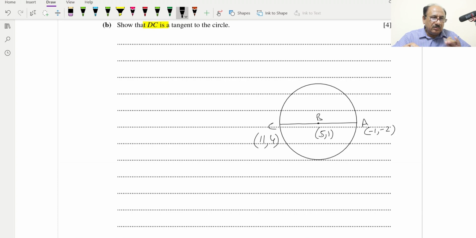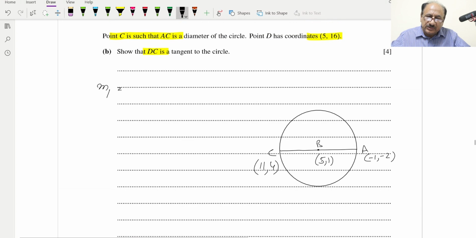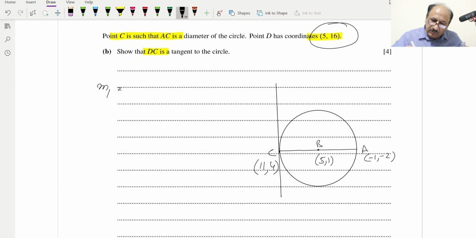Now we can find the gradient of this. For example, m1, we can take the gradient, which is equal to 16. This is the point they have given, D, so we can draw the tangent, and the tangent will be like this one. They are saying the point is 6, this one, so we can take this point as 5 and 16. This is basically the point.